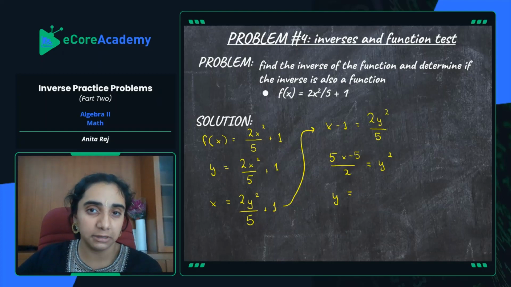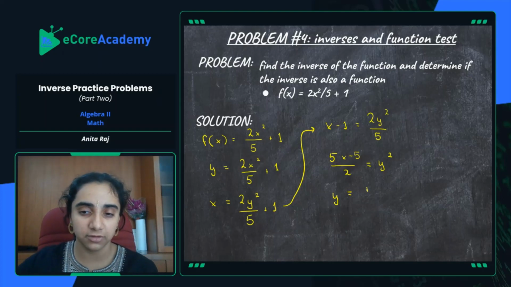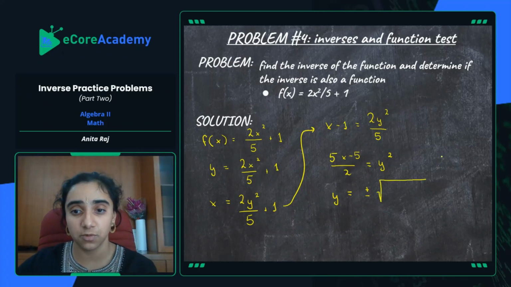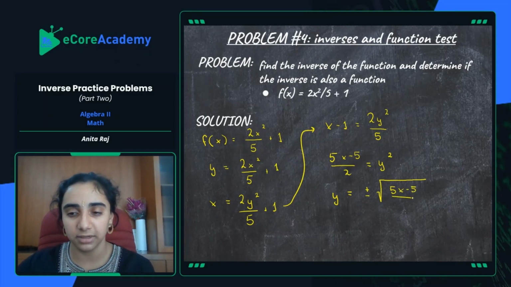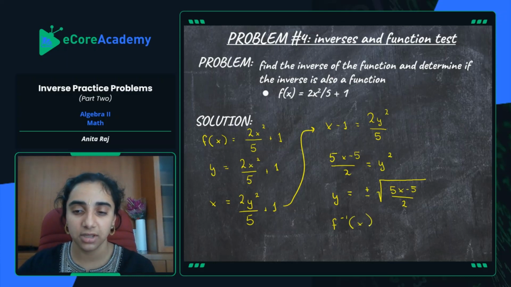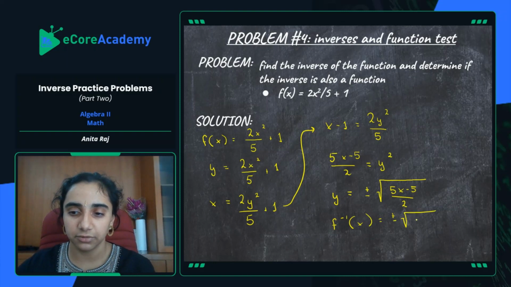So the square root of y squared is just y, and then for the other side, we have to consider both the positive and negative square root, because our original function was a quadratic, and we need the complete curve of the square root. So we need a hyperbola, not just one side of the curve. This is going to be our final answer, and then we can rewrite this in proper inverse notation as f inverse of x equals positive or negative square root of 5x minus 5 over 2.